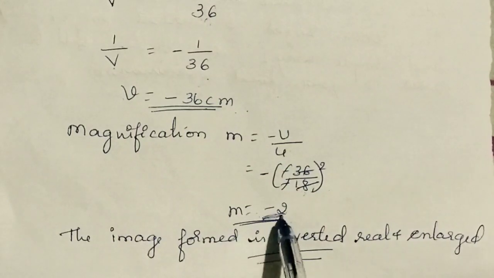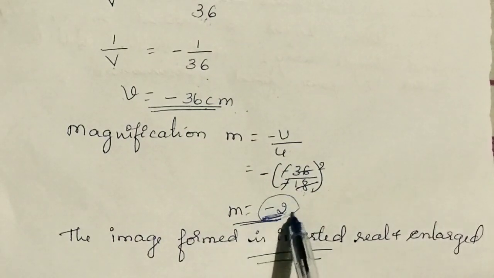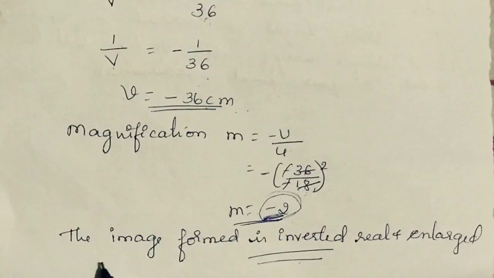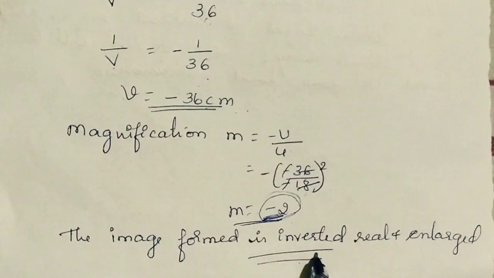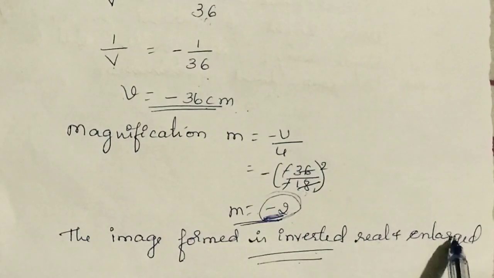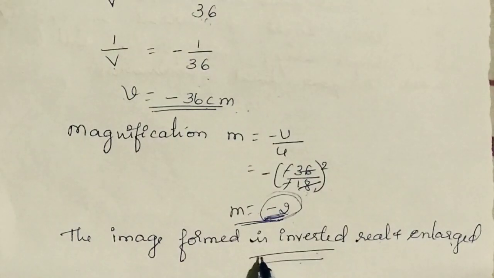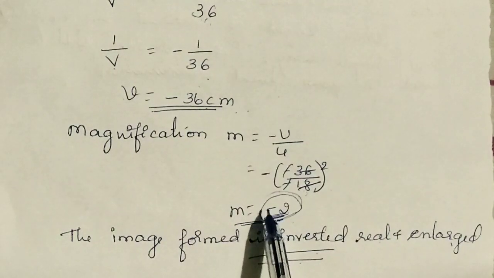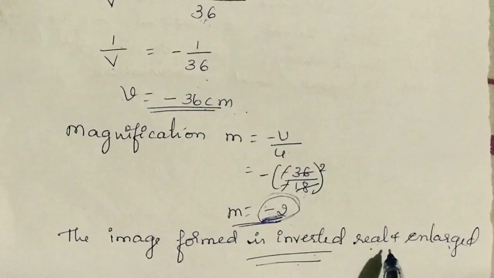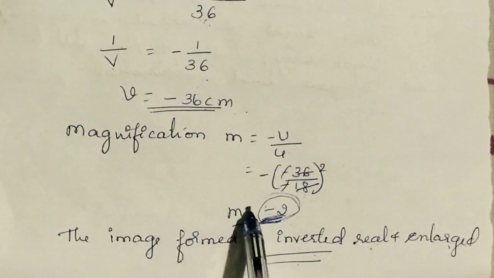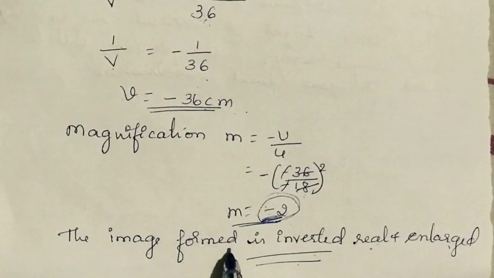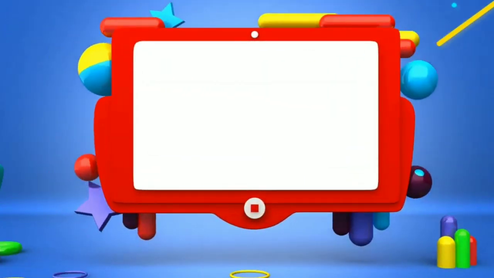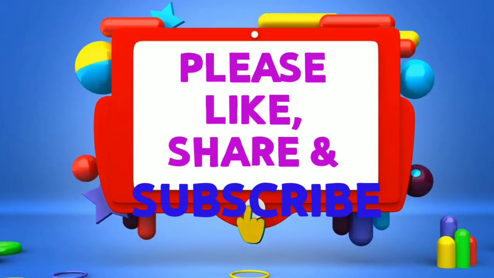Here there is a minus. By seeing this negative sign, I can say that the image formed is inverted, real and enlarged. If it is positive, we can say it is a virtual image. So easily we can find out the image is inverted, real and enlarged. Concentrate on these types of problems, so surely you'll get 6 marks in the physics part. Thank you for watching this video.